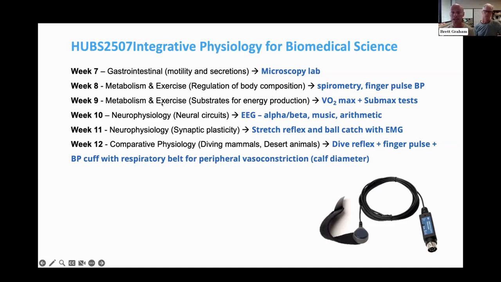And then we do a VO2 max the following week, where we just have a single participant that does a VO2 max test, which is a fabulous way to teach things. Most relevant for this meeting is that in weeks 10 and 11, we do some neurophysiology.